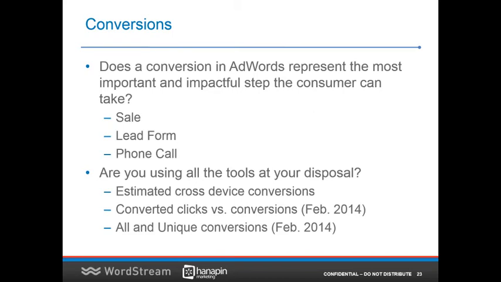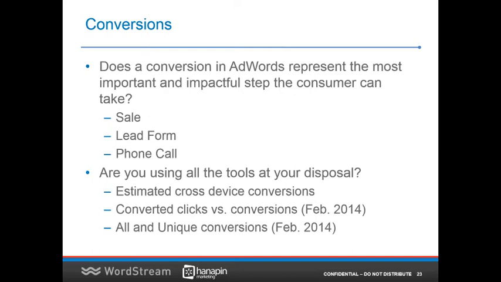So the next question here is, are you using all the tools at your disposal? As of February 2014, Google added some new ways to track conversions. So converted clicks took the place of one per click, and conversions took the place of many per click. And then we also have all and unique conversions.